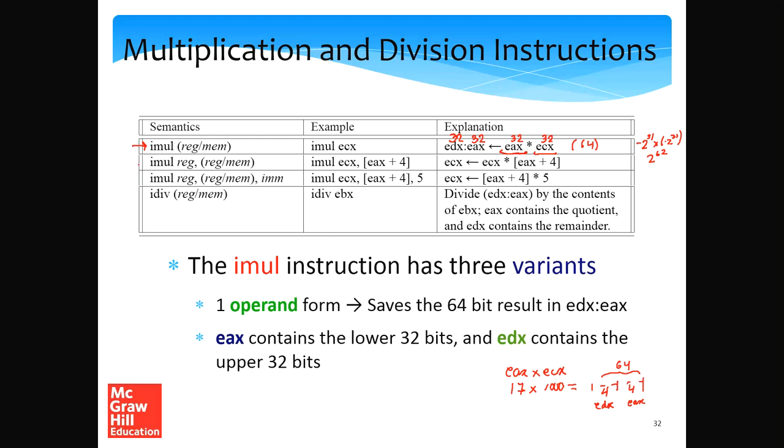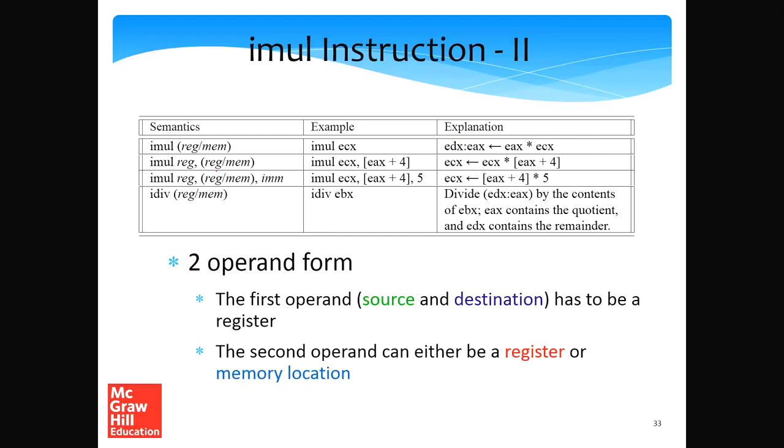Alright, let's now consider the two operand form, given in the next slide. It takes one register as the first source, and then multiplies that register with either the contents of a register or a memory location. So we multiply ECX with the contents of the memory address EAX plus 4. In this case, we don't save a 64-bit product. Rather, we treat it as an absolutely regular instruction, similar to add and subtract and so on, right? We'll just set ECX as ECX times the contents at EAX plus 4.